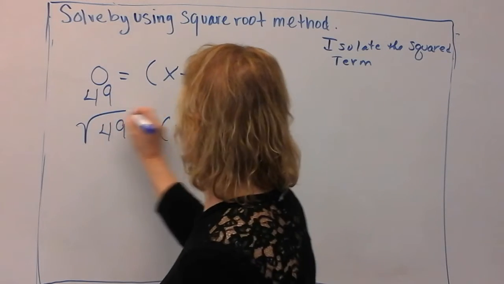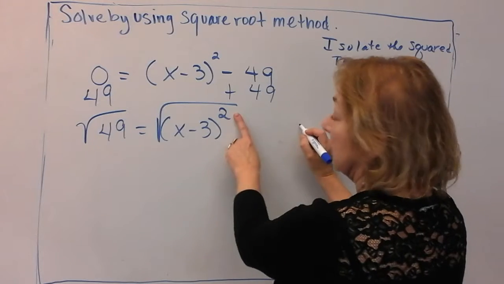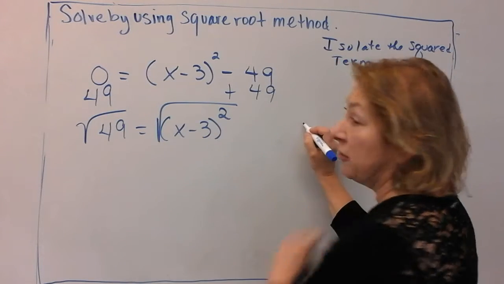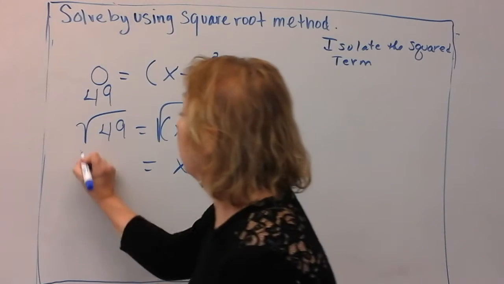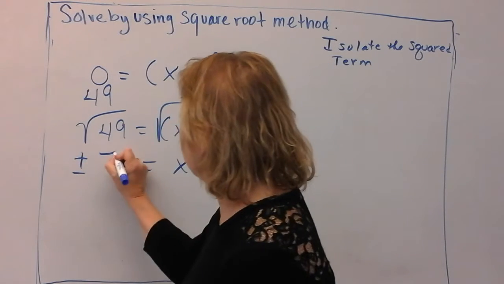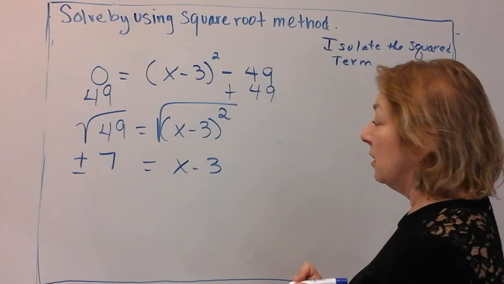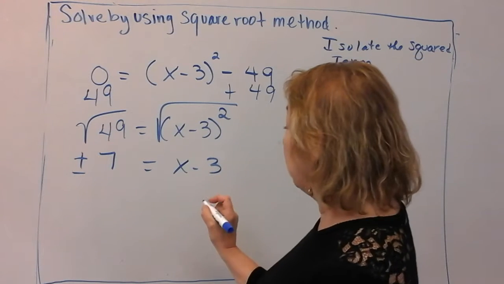I'm going to take the square root of both sides again. That undoes the squaring. They undo each other. They're inverse operations. Here's where I'm going to add my plus minus 7. So now I'm going to add 3.